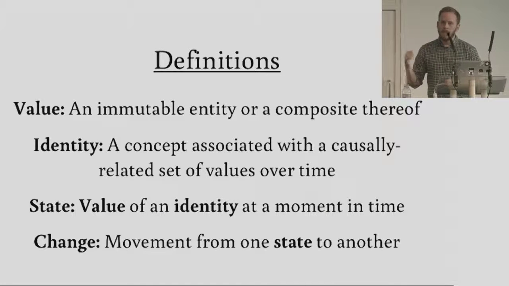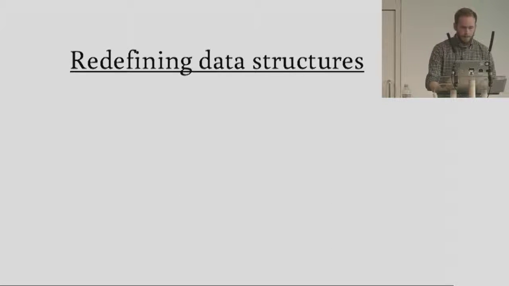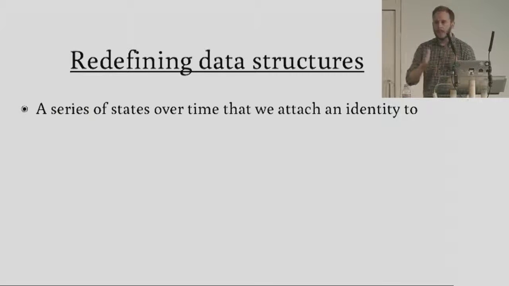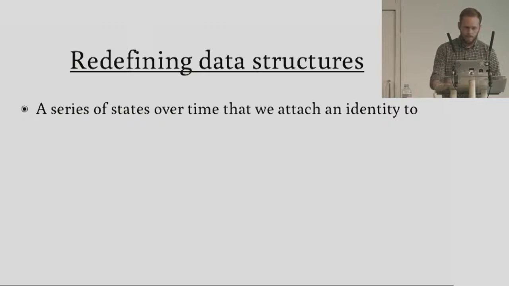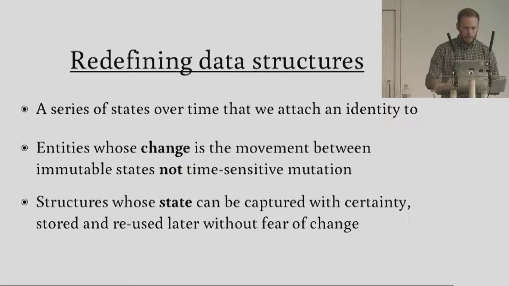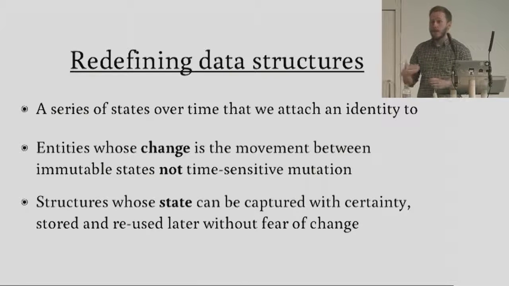But what happens if we then take these things and apply them to objects, to our data structures? Well, we can say that our data structures are therefore a series of states over time that we attach an identity to. They're entities whose change is the movement between immutable states. It's not time-sensitive, in-place prodding. And they're structures whose state can be captured with certainty, therefore stored and reused later without fear of change.